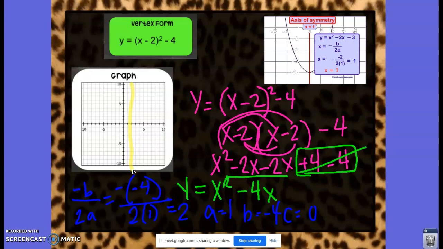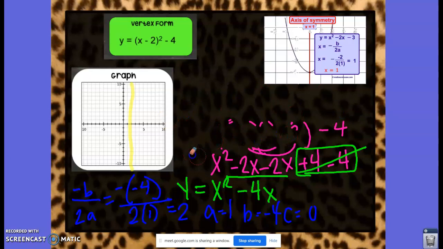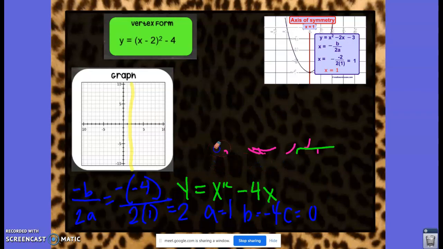The other thing that that axis of symmetry tells us is that that is the x value of our vertex. So we're going to use that to help us with our vertex. And if it's okay with you, I'm going to get rid of this pink so I can write right there again to find the other information that we need. Alright, so if we know the x value of our vertex is 2 because of our axis of symmetry, we can solve for the y value of our vertex.